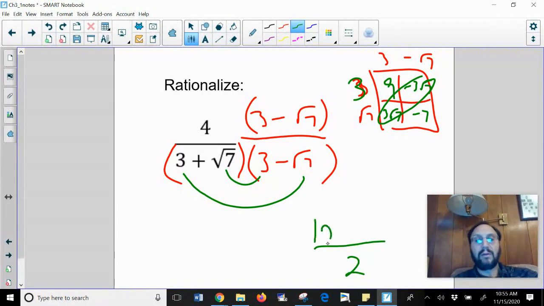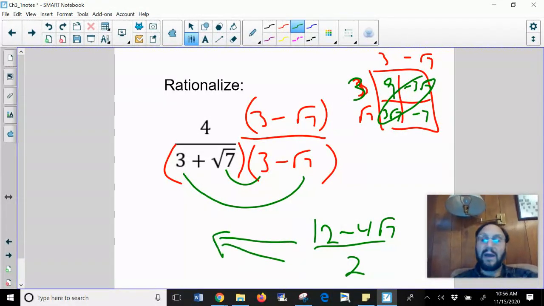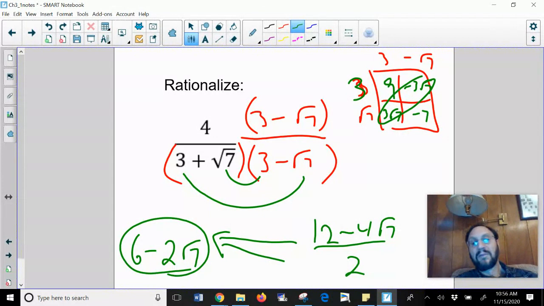In the numerator, we can take 4 times 3 and 4 times the square root of 7. We get this answer. Now, we could actually simplify that just a little tiny bit more. Because we have 12 over 2 and 4 over 2, we could actually divide out a 2, which would make it even simpler. I'm going to put it to the left because I've run out of space, but I'm going to say 2 goes into both of those, so it'd be 6 minus 2 radical 7. That's our final answer, because 2 goes into 12 and 2 goes into 4.